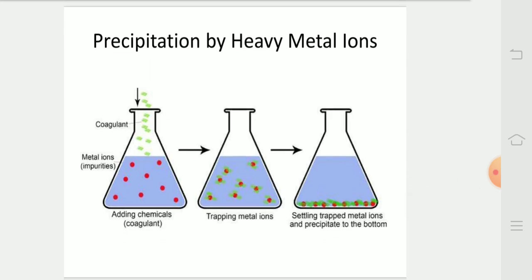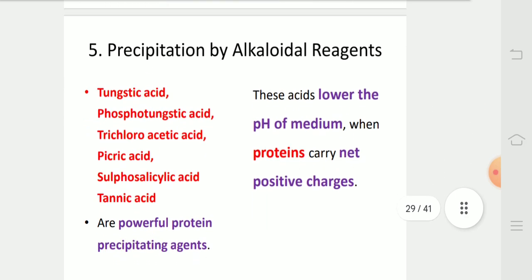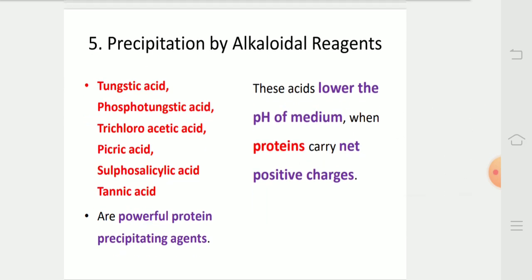In this diagram, we can see that by adding heavy metal ions, the proteins are precipitated. Based on this principle, raw egg is sometimes used as an antidote for mercury poisoning.